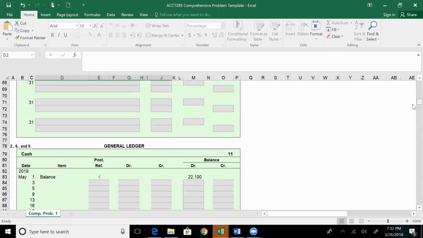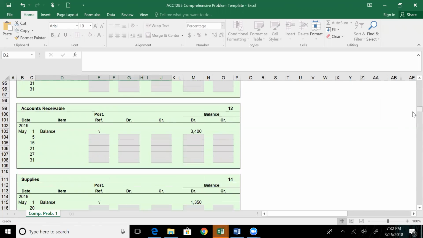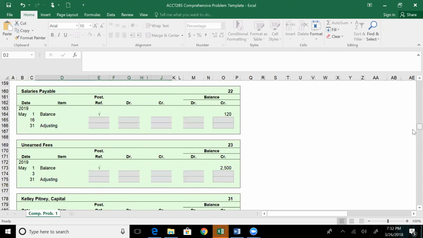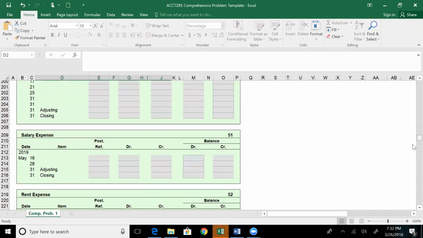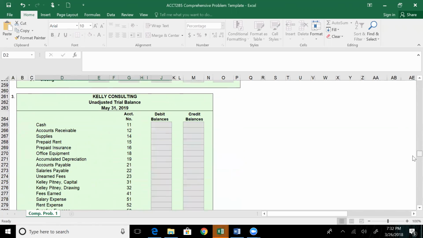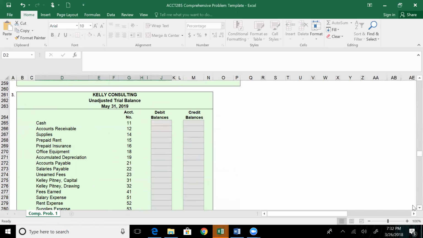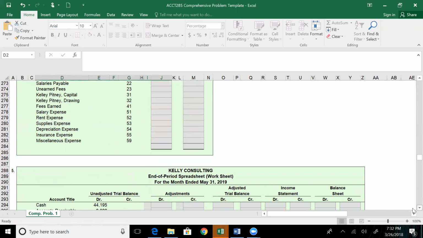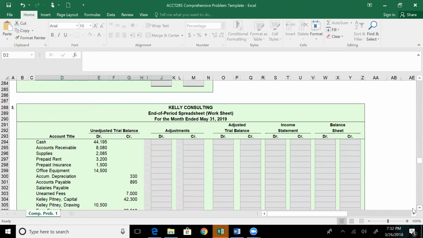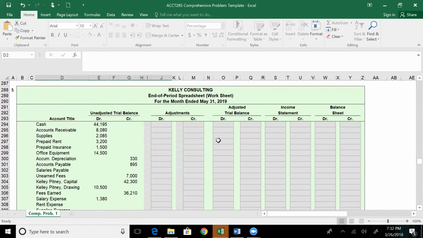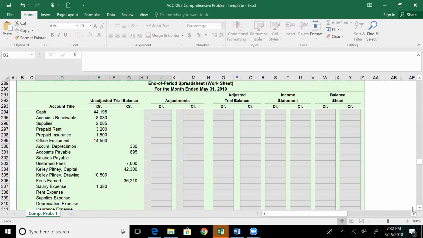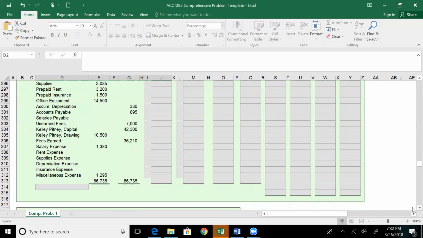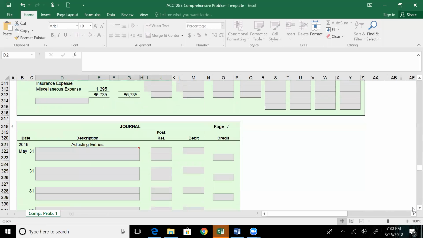So you're going to prepare just the normal day-to-day journal entries, and then you're going to post all of those entries to the ledger accounts using the form that we've learned previously. And then you will have an unadjusted trial balance. So as we go through the accounting cycle, after the unadjusted trial balance, we have this end of period spreadsheet. This end of period spreadsheet is not required. It is a tool that helps the accountant. I encourage you, but you won't be counted off if you do not prepare that worksheet.